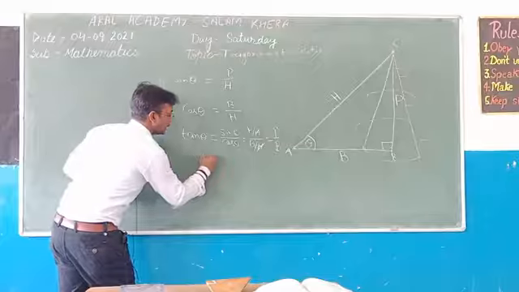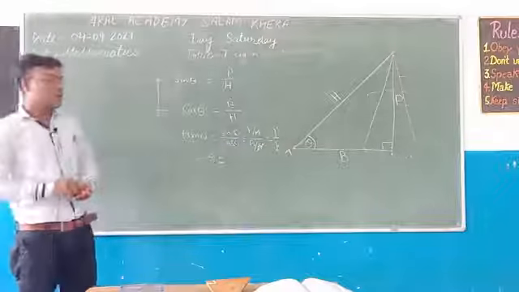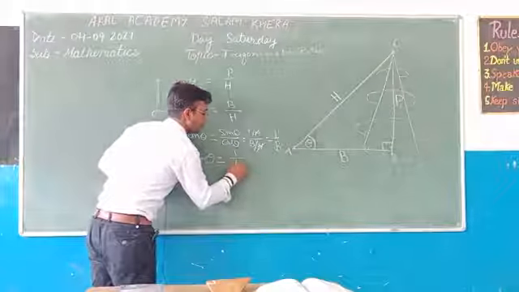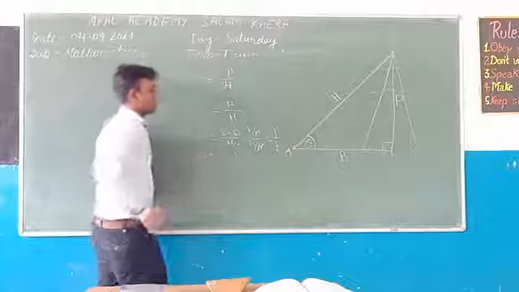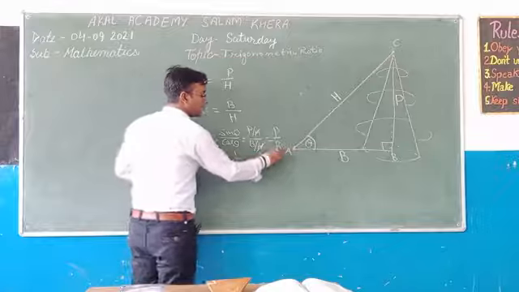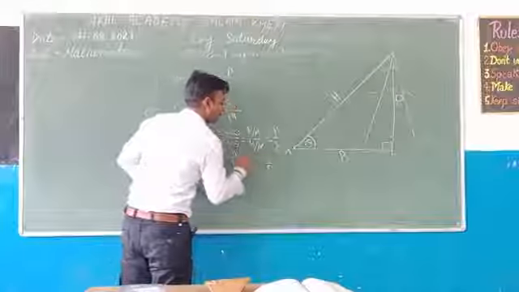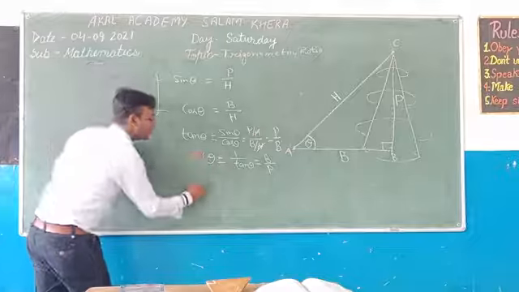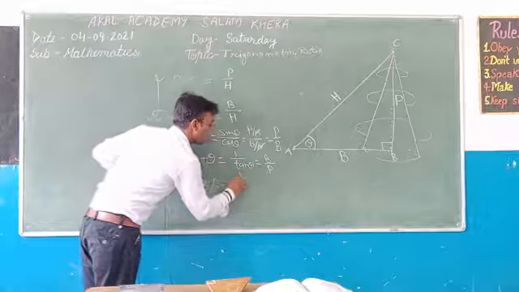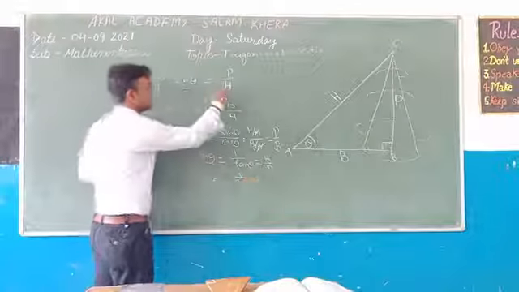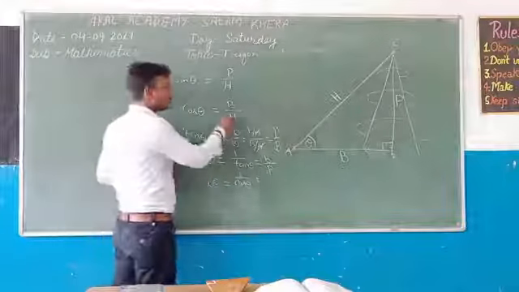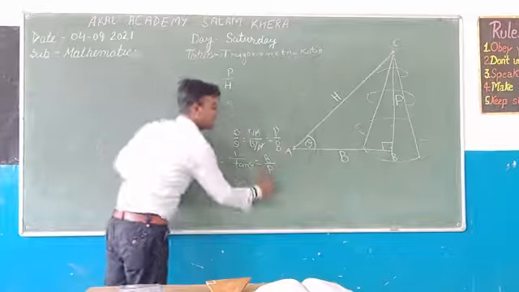Fourth is cot theta. Students, cot theta is the reciprocal of tan theta. It means you can write it as 1 by tan theta. And what value do you have for tan theta? Perpendicular by base. So we can write it as base by perpendicular. The fifth ratio is secant theta, and secant theta is the reciprocal of cos theta. Cos theta is base by hypotenuse, so secant theta will be hypotenuse by base.